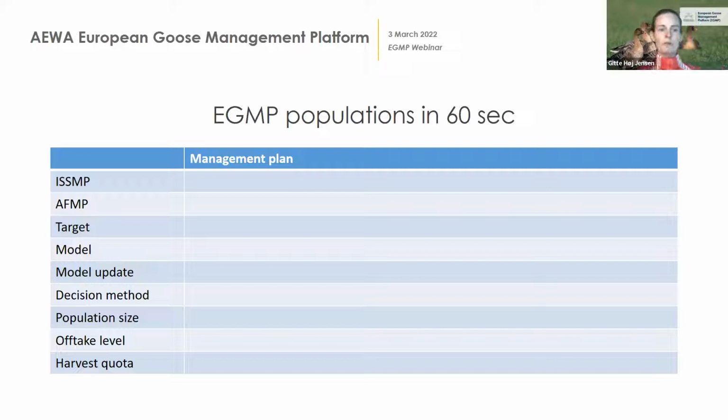But what I want to go to now are the populations, just in 60 seconds, I called it. Maybe not 60 seconds, but at least just a quick and short overview. So there'll be this table for each population where I'll run through these different elements. I'll just take some water before I start talking even faster.